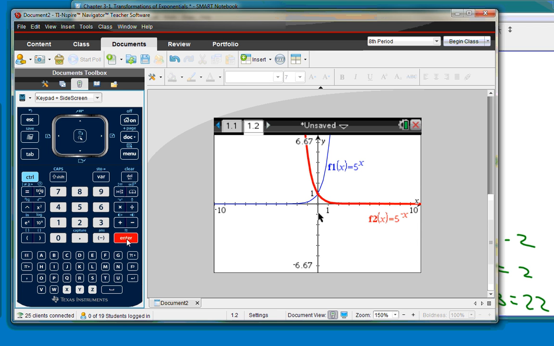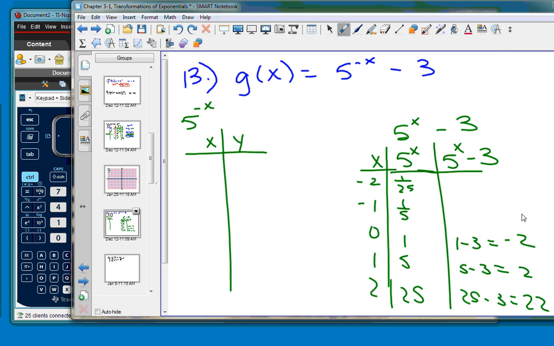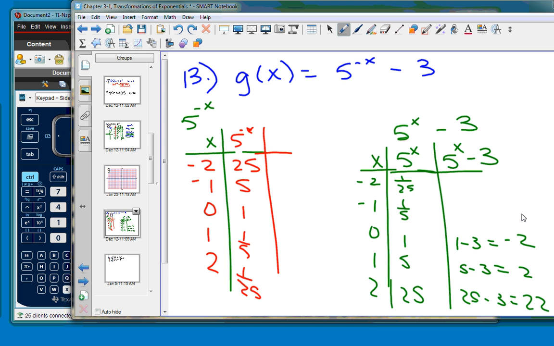Okay? So this now becomes the 25. This now becomes the 5. This becomes the 1. This becomes the 1/5. This becomes the 1/25. So if I'm going to have 5 to the -x minus 3, what am I going to do with all those values now? Drop them down 3 units. Do we understand that? Drop them down 3 units. So this is going to give you the 22, the 2, and the -2. And these ones are just going to be ridiculous.